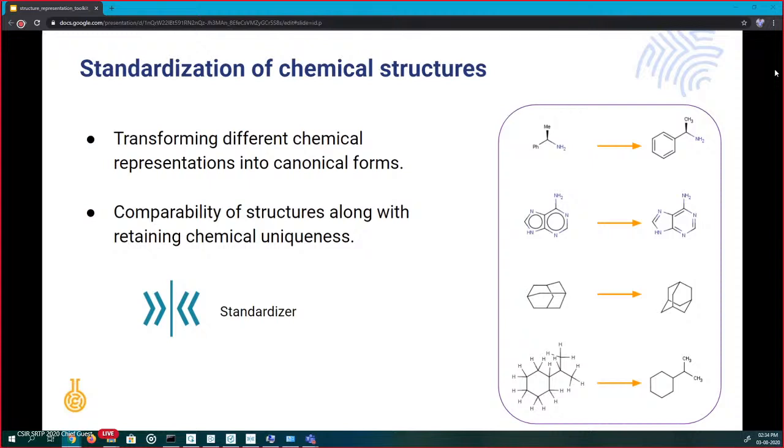As I said, if you see it here on the screen, on the right hand side, the first example you see here is where the groups are mentioned in abbreviated form. By using a standardizer, you can convert and expand them. So this makes identifying unique structures, and identifying duplicate structures in the database, very easy. There are other examples also. Today I will give you a little bit of practical background on these tools.